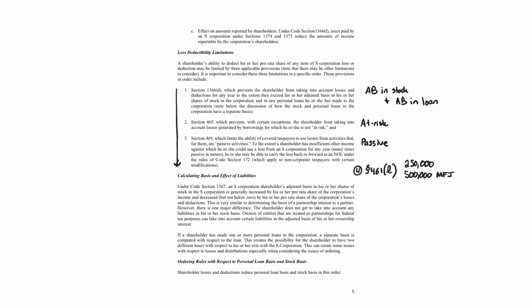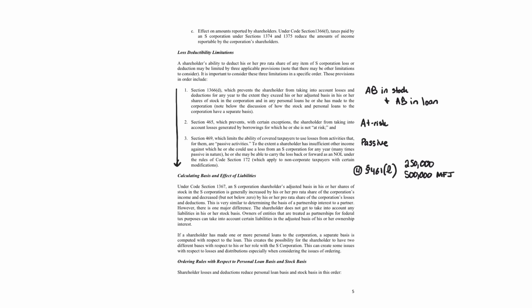Now, everything in these limitations that you can't take gets carried over to the next year, where you continue. And then when you dispose of the activity, guess what? You can actually utilize that, with the exception of the $250,000 and $500,000, which you just have to keep carrying forward. That's a weird rule.